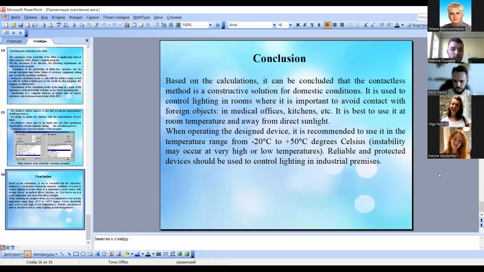When operating the designed device, it is recommended to use the temperature range from -20 to +50 Celsius degrees. Instability may occur at a very high or low temperature. A reliable and protected device should be used to control lighting in indoor conditions. Thank you for your attention.